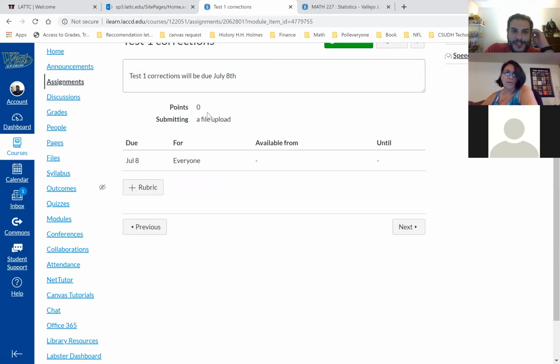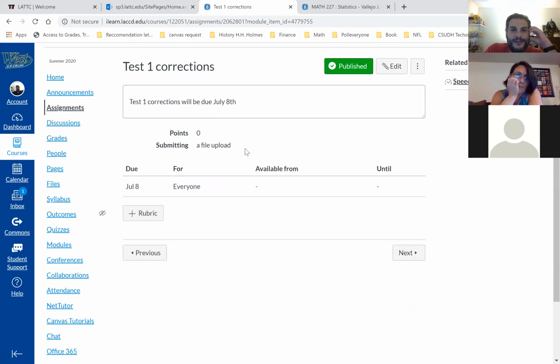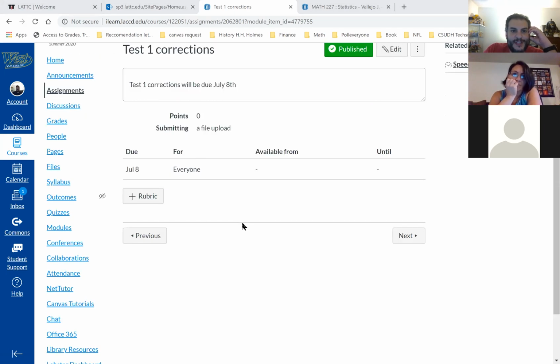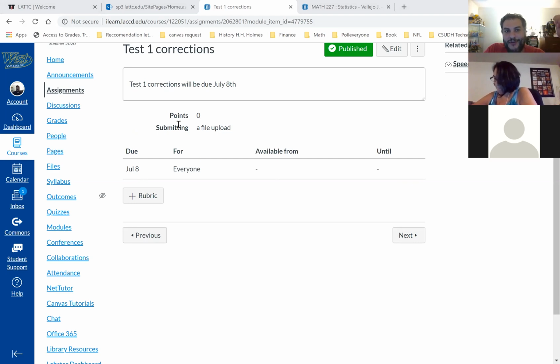So right here, what I want you to do is just upload the test correction onto here. If you look right here, it says test 1 correction will be due July 8th. For the test correction, you can do as many questions as you want. You just make sure that you keep the same rubric or the same format that I have for the test correction form. And if the question said to use your calculator, you put the steps that you used in your calculator to find the answer.